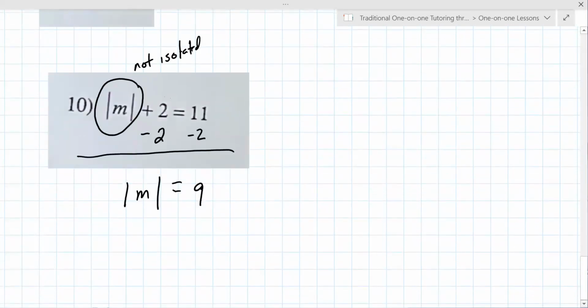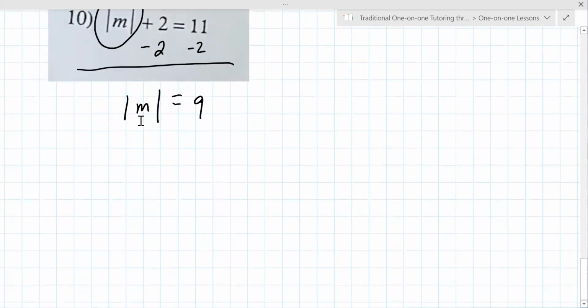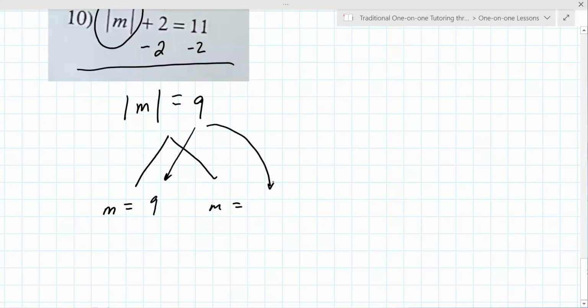Yeah. Okay, so now that the absolute value has been isolated, you can say, okay, m equals and m equals, because that's what's inside the absolute value. What number goes here? 9. And then what number goes over here? -9. Good. Good.